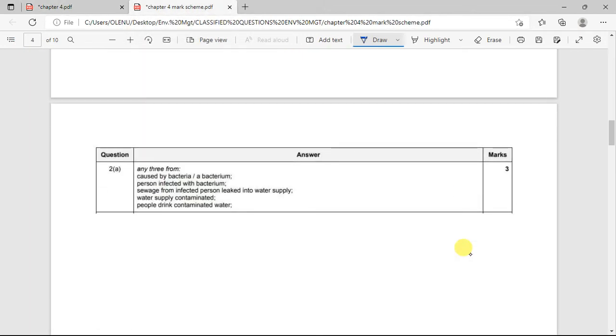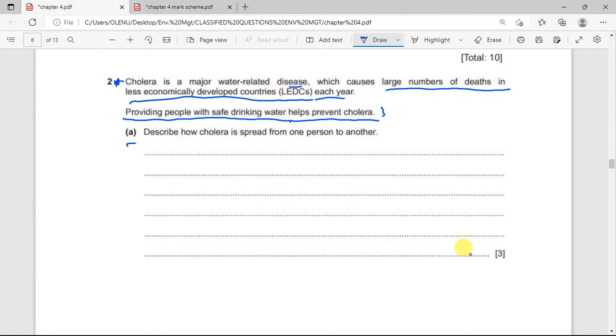Say cholera is caused by bacteria. Person infected with the bacteria. Sewage from infected person leaks into water. Water supply is contaminated. People drink water, then the person will obviously get infected. So first, cholera is caused by bacteria.